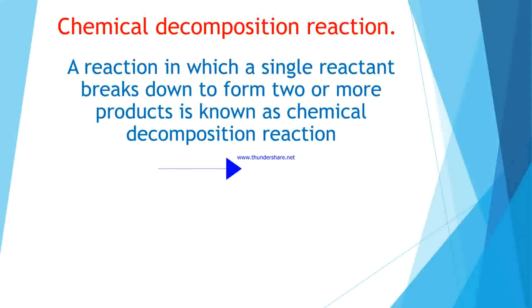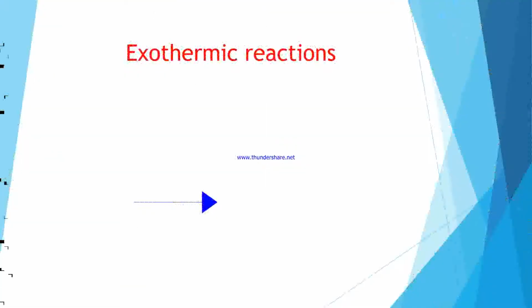A reaction in which a single reactant breaks down to form two or more products is known as chemical decomposition. The supportive equation is copper carbonate. When it undergoes decomposition, it results in the formation of copper oxide with the release of carbon dioxide. Let me know the difference between exothermic reaction and endothermic reaction.